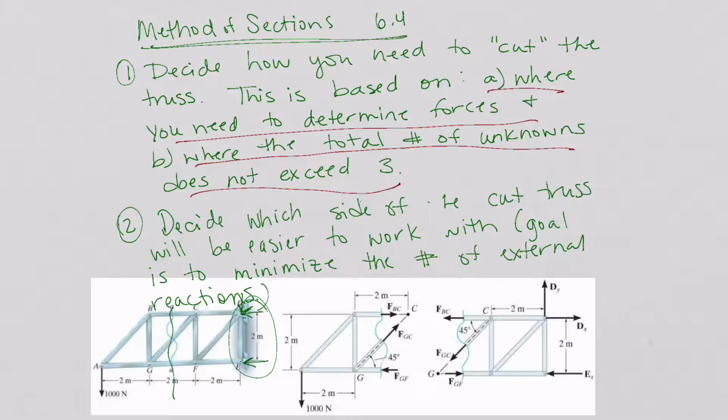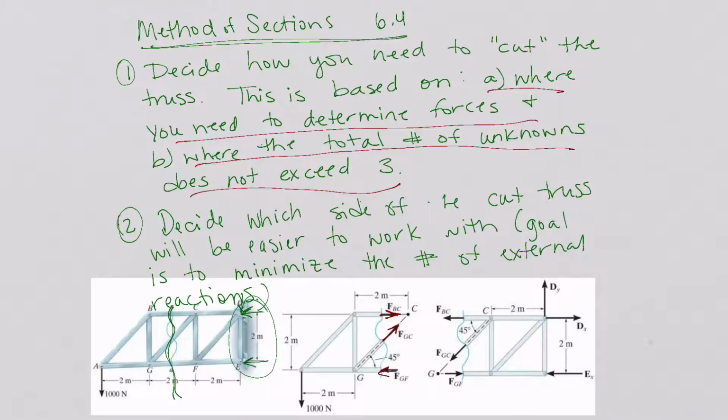If not, it looks like the one on the left may have been easier because you know more of what's going on. So you want to minimize the number of external reactions that you have. Once you make the cut, and that's what this is showing here, if we looked at the left side, we make the cut, and then we have to represent each of the cuts with forces. So we have FBC from where we cut, FGC, and then FGF. Those are the 3 unknowns.